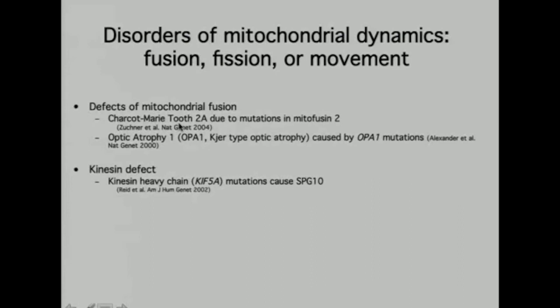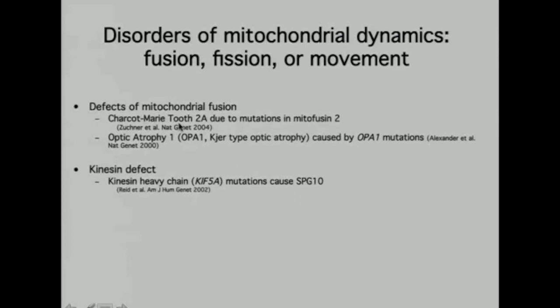Okay. There are now defects of mitochondrial dynamics, the fusion, fission, and movement of mitochondria, that can be associated with diseases. The most common form of inherited neuropathy, Charcot-Marie-Tooth type 2A, is due to mutations in this protein called mitofusin 2, which is required for fusion of the outer mitochondrial membranes. And this dominant form of optic atrophy, the most common autosomal dominant form of optic neuropathy, is due to mutations in OPA1, which is required for fusion of the inner mitochondrial membrane. There's even a defect of mitochondrial fission, which causes a multisystemic disease.